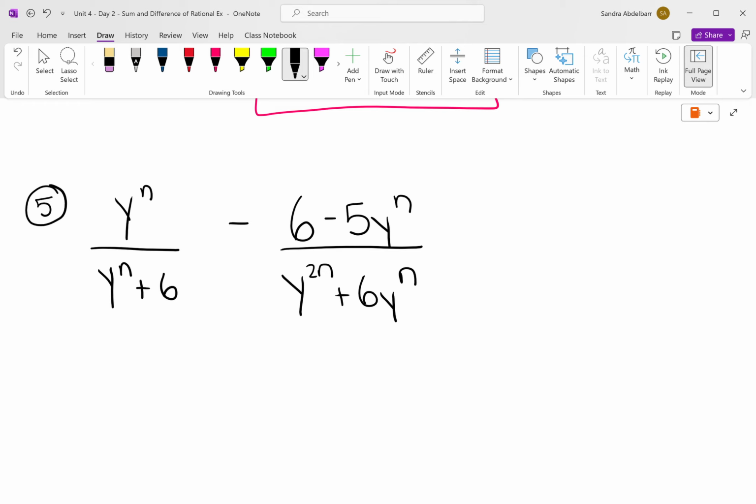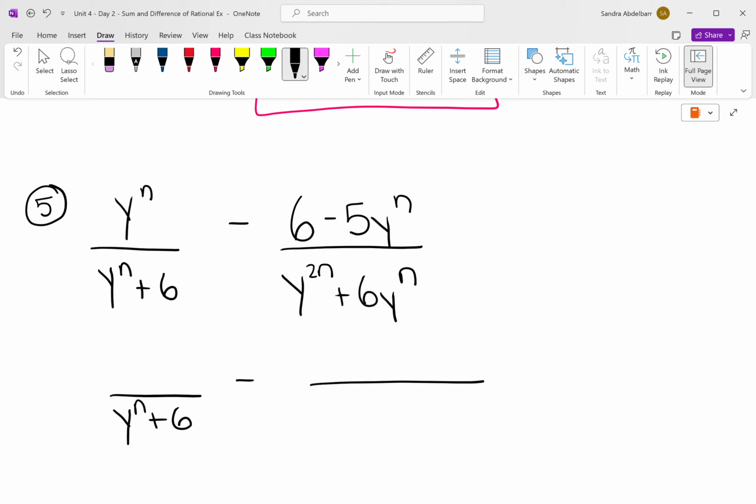Okay, so we're going to make a common denominator. In order to create a common denominator, we are going to factor our denominators. Is there anything I can factor with the y to the n plus 6? Anything I can do there? No, it is what it is. It's y to the n plus 6. Nothing I can do there.